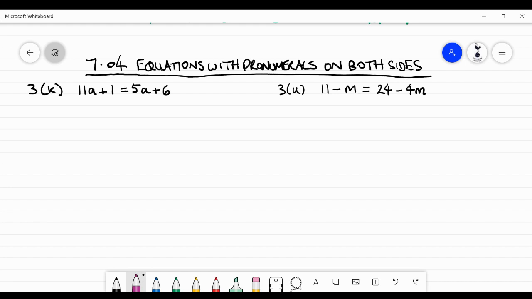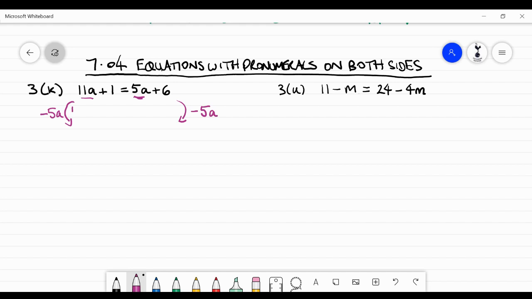So the first thing we do is we look on both sides. We can see on both sides of the equation we've got these terms with a, and because they're both positive, we've got to look for the one that's the lowest number of a's, which is the 5a. We've got to subtract that from both sides. So firstly, subtract 5a from both sides.